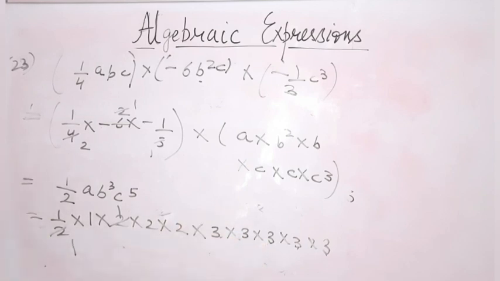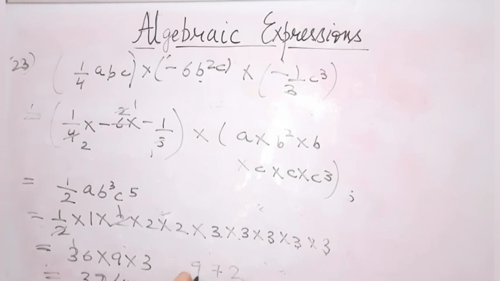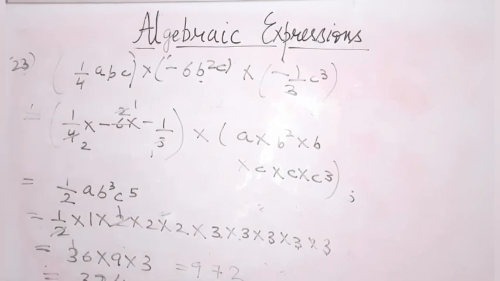36 9s are, as we did in LHS, 36 multiplied by 9 multiplied by 3. 9 6s are 54, 9 3s are 27, 27 plus 5 is 32. Now 324 multiplied by 3, 3 4s are 12, 3 2s are 6, 7, 3 3s are 9. So the final answer is 972. So we can write at the end LHS is equal to RHS, hence verified.